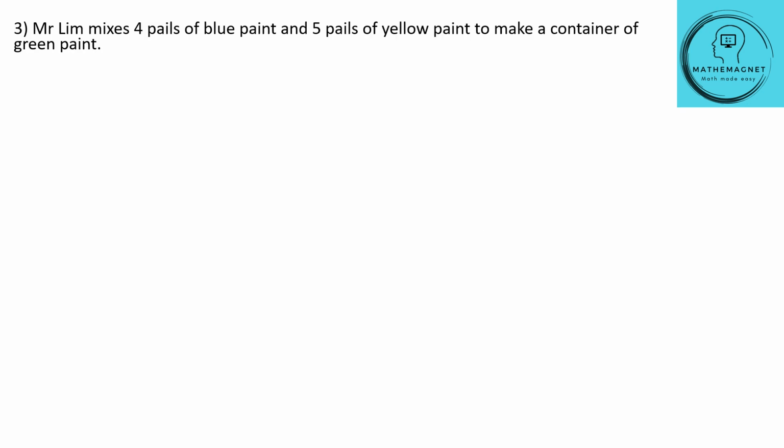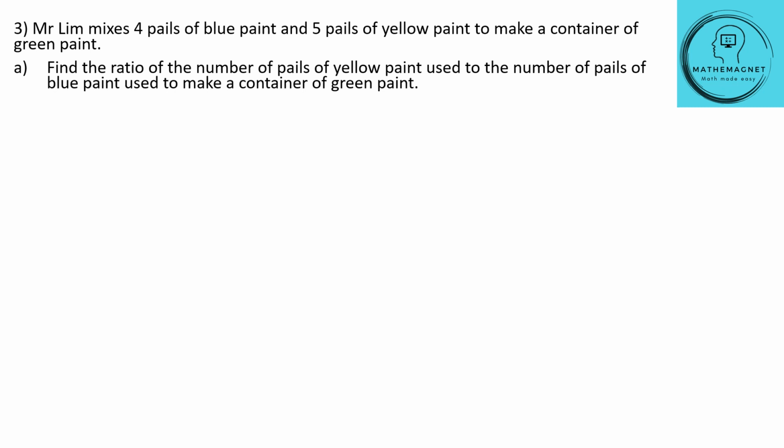Question number 3. Mr. Lim mixes 4 pails of blue paint and 5 pails of yellow paint to make a container of green paint. Question A is, find the ratio of the number of pails of yellow paint used to the number of pails of blue paint used to make a container of green paint. So they want the ratio of yellow to blue, which will be equal to 5:4.